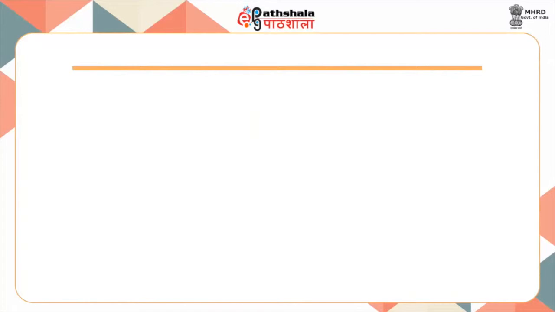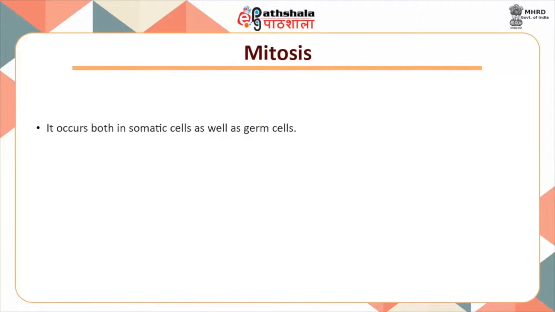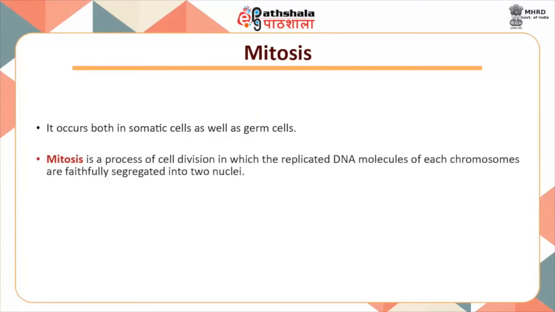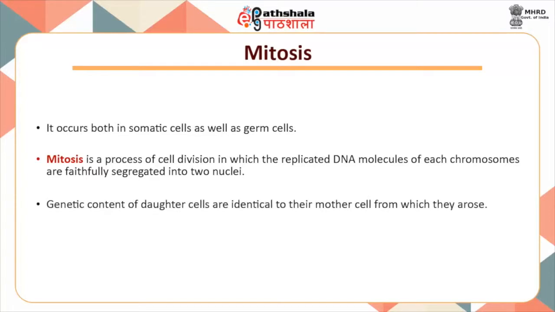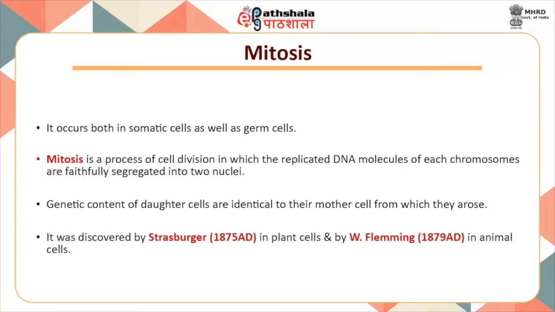So let's begin with mitosis. This type of cell division is observed in both somatic as well as germ cells. It involves faithful segregation of replicated DNA molecules of each chromosome into 2 nuclei, and the daughter cells which are formed are identical to the mother cells from which they arose. It was discovered by Strasburger in plant cells and by Walter Flemming in animal cells.